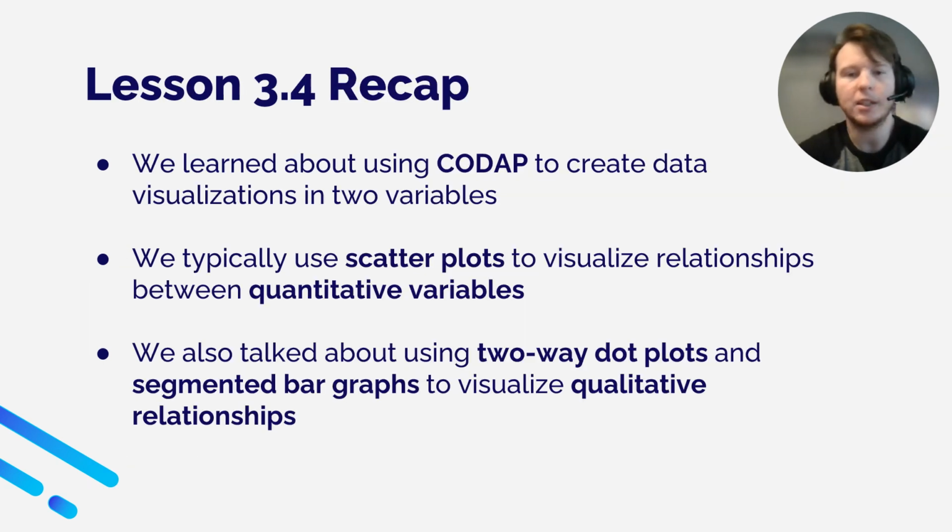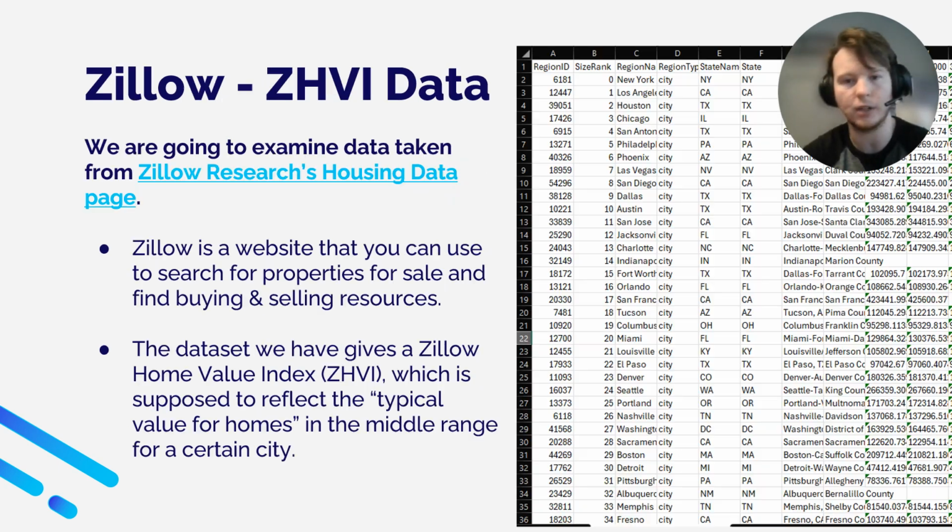So to recap lesson 3.4, we learned about using CodeApp to create data visualizations in two variables, often showing relationships. We usually use scatterplots to visualize relationships between quantitative variables, and usually use two-way dot plots and segmented bar graphs to visualize qualitative relationships. So today we're going to look at data taken from Zillow Research's housing data page. There's a link to that page here in case you want to look at it more.